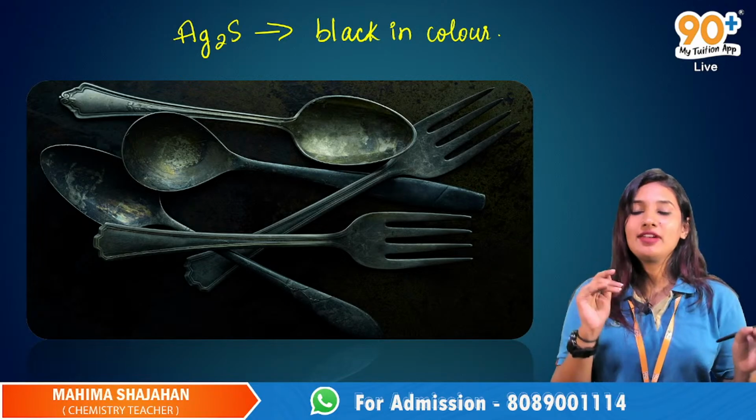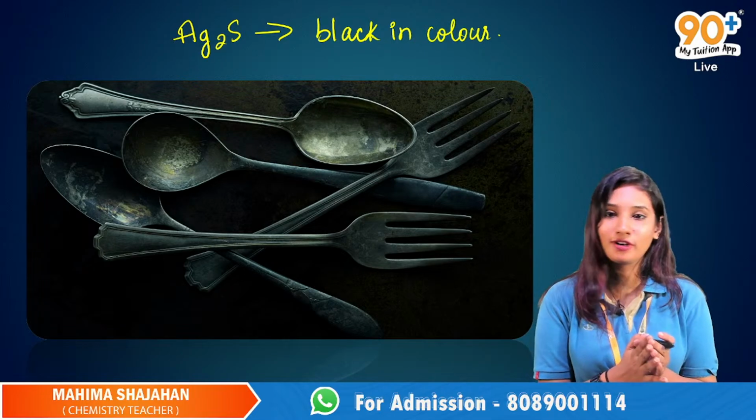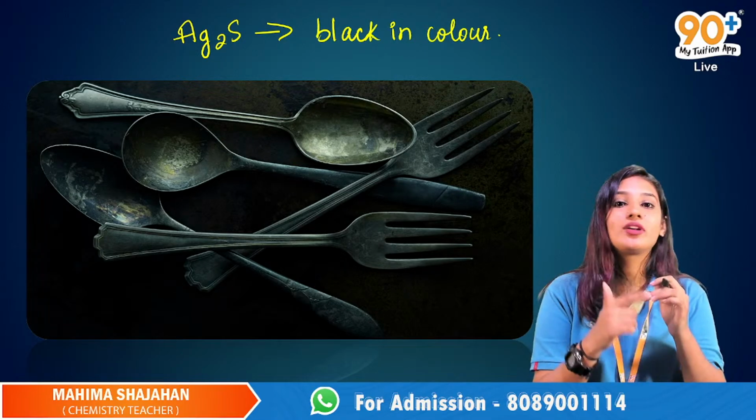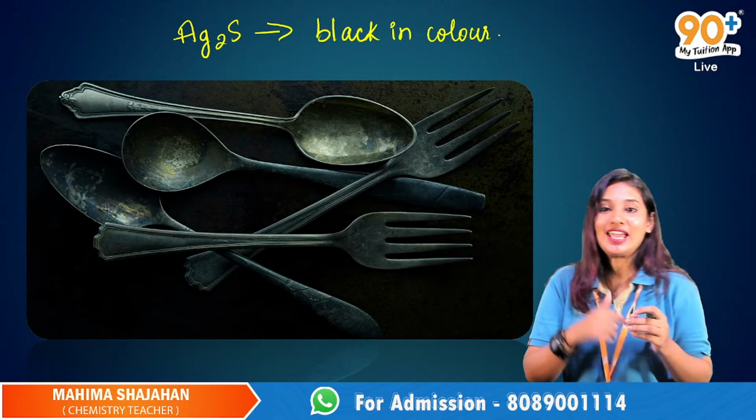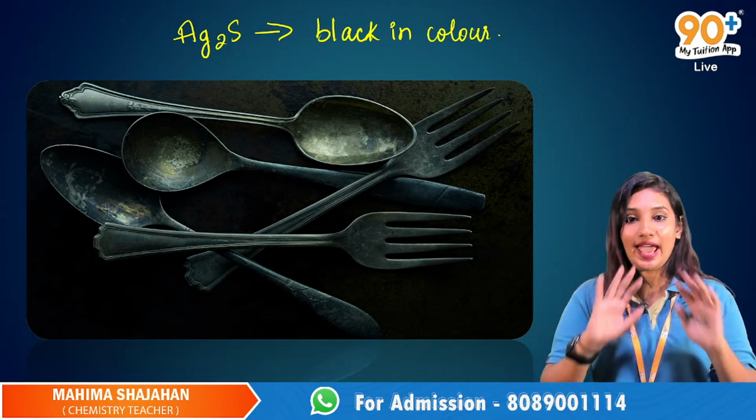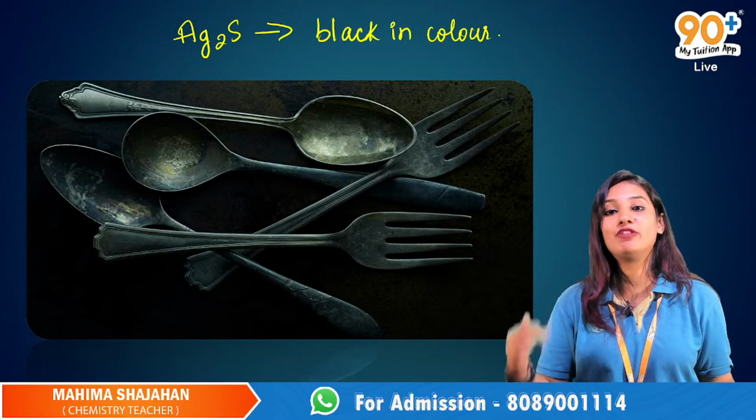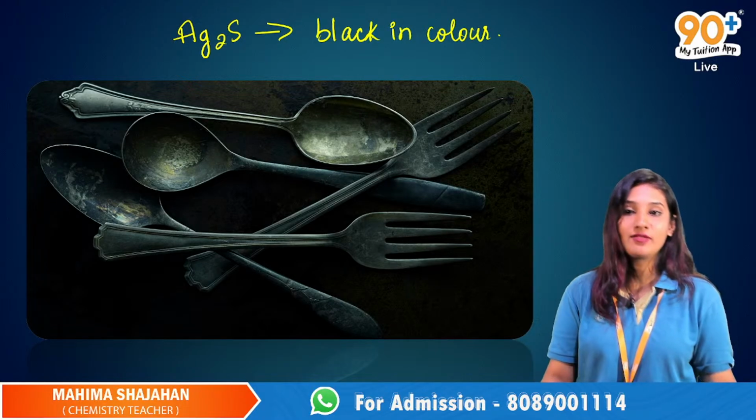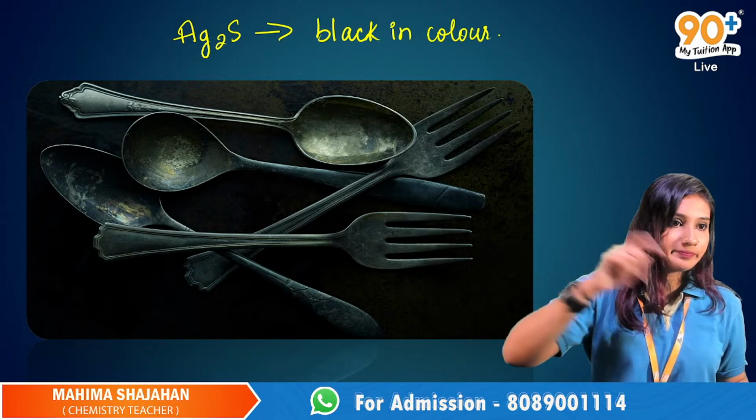Black color, and not just on silverwares. If you're using silver jewelry, you can find some black color coatings on the jewelry items as well. It is reacting with sulfur in the atmosphere. Air sulfur reacts and it is getting converted into silver sulfide, which is black in color. Yes, you can note this down.